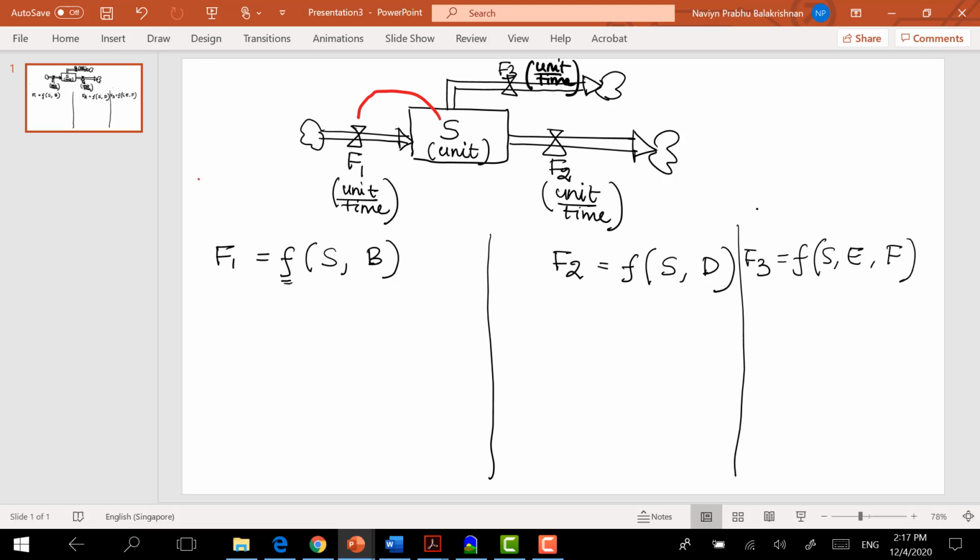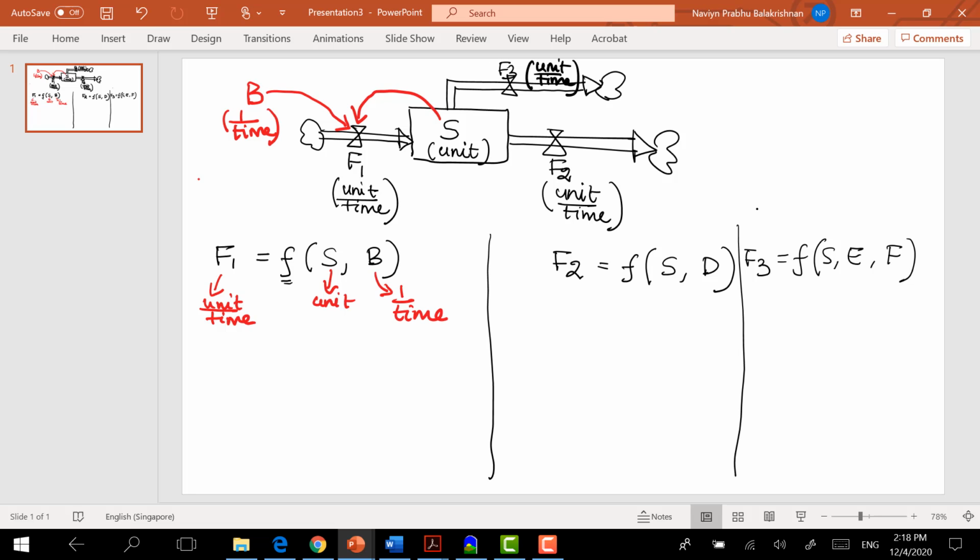So S is connected to F1. Then I define a new variable called B and connect it to F1. Just for example, I am taking the unit for B as 1 over time. It can have any unit, but I'm just taking this as an example. So whenever I have this situation, I form this connection, and then F1 has the unit unit over time, S has the unit unit, and B has the unit 1 over time.